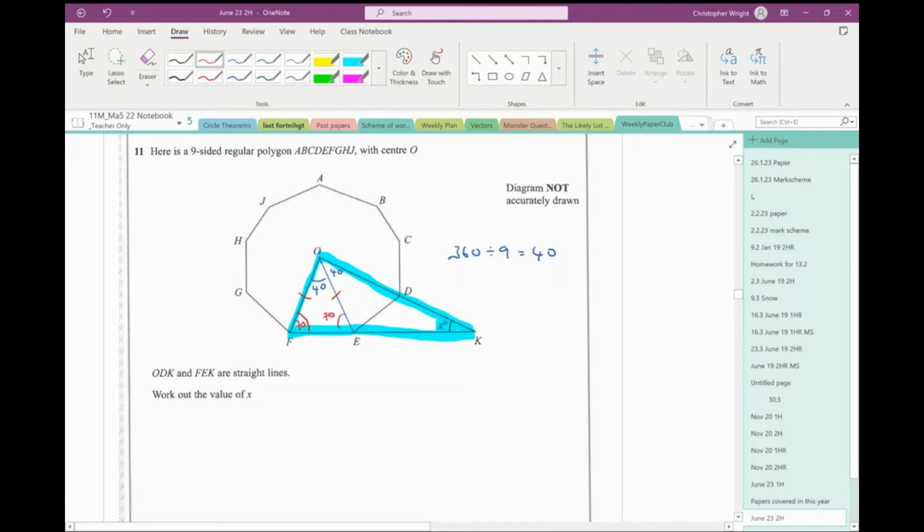So X is going to be the third angle in the triangle. I've got a top angle at O of 80 degrees, twice 40, and a bottom angle at F of 70, which means that X is 30 degrees.